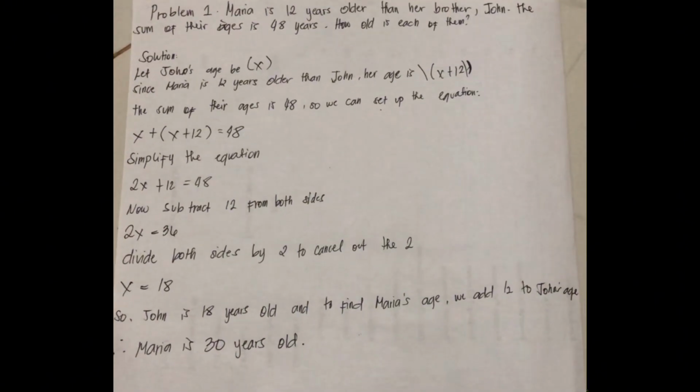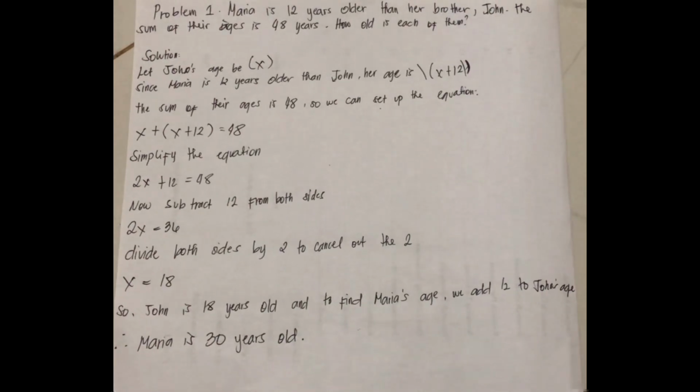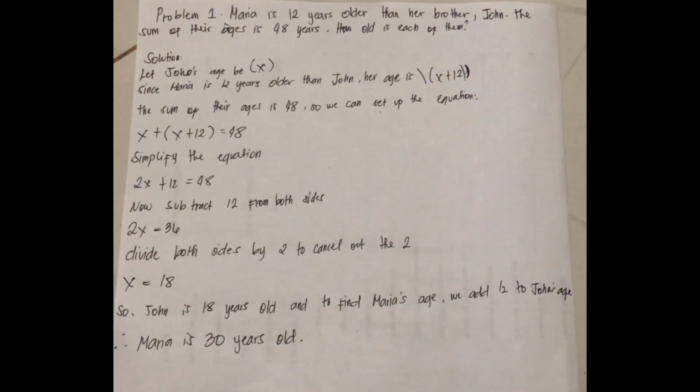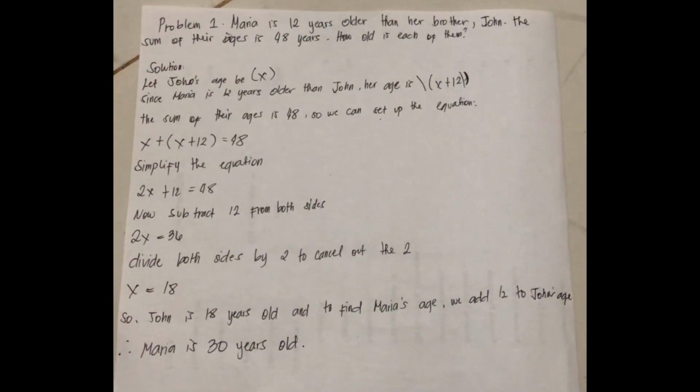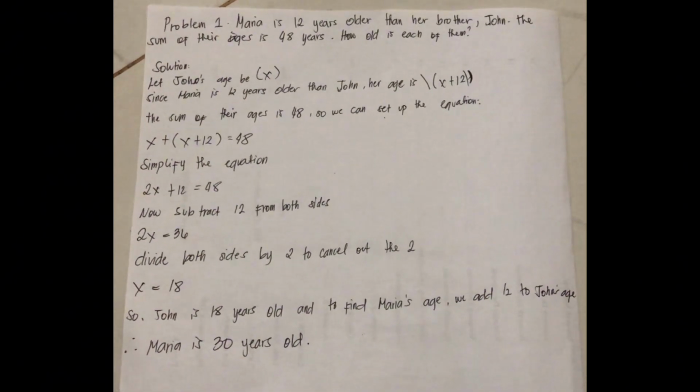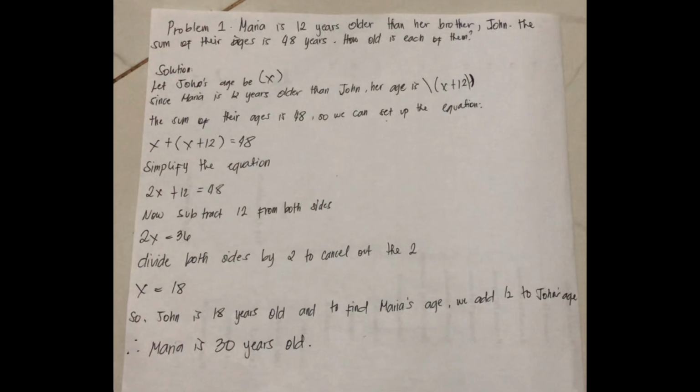So we have here problem 1. Maria is 12 years older than her brother John. The sum of their ages is 48 years. How old is each of them? So the solution comes like this.